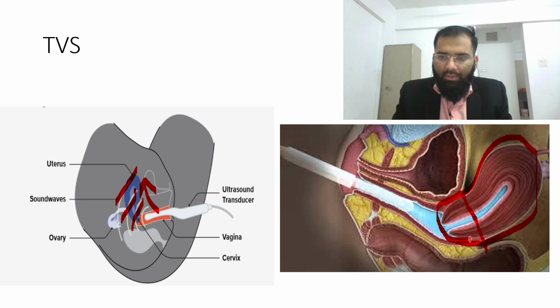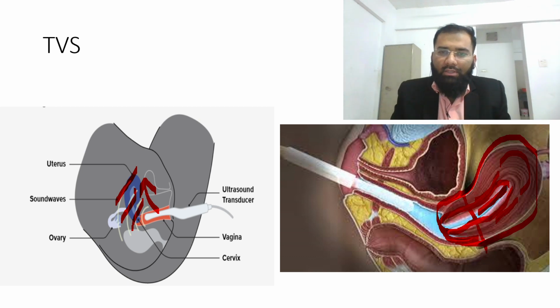So you see, this is cervix. This is the body of uterus. This region is the fundus of uterus. And this inside, what you see, this layer, this is the endometrial layer. So we can view the endometrial thickness in a better way. That is ET. ET can be viewed in a better manner.